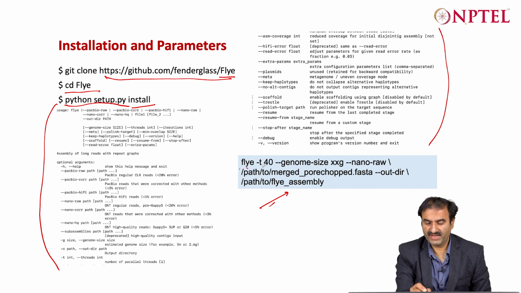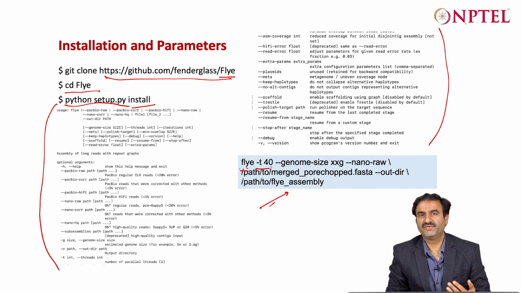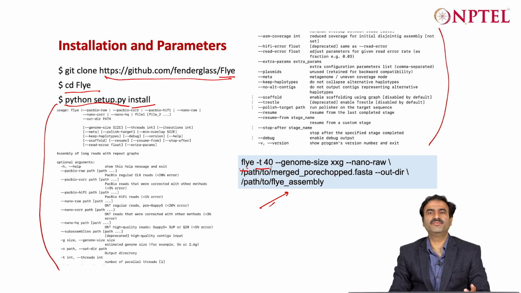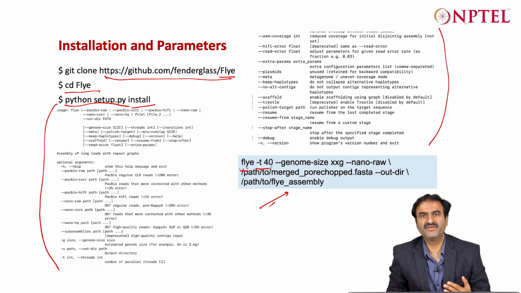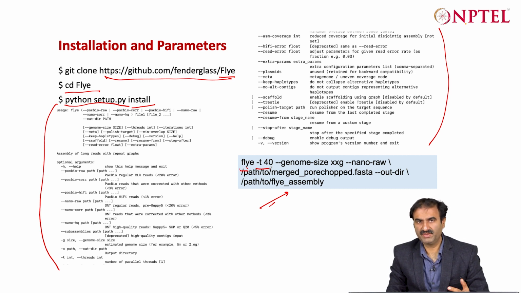So it is Flye -t threads, how many threads you want to run. If your system has like 100 threads possible, then you can use 90 of them, so that 10 can do the basic jobs that a system should do and be kept free, and 90 you can assign, or in this case 40 is assigned here. The estimated genome size you may mention here if you know, or if you have some idea.